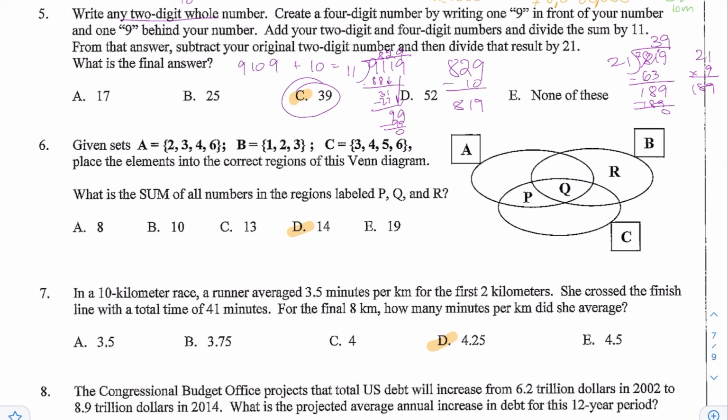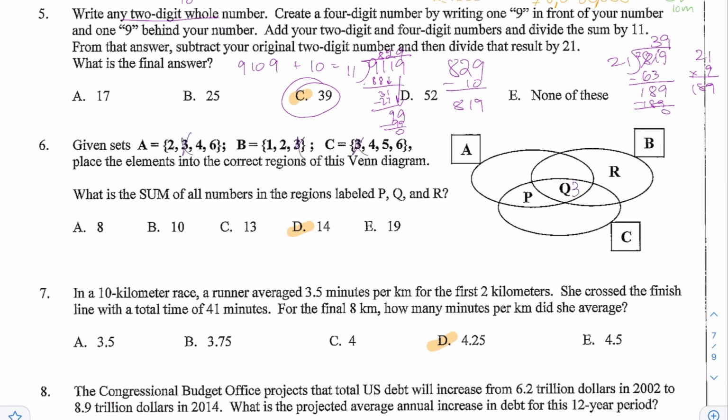So here the A circle has 2, 3, 4, and 6. B has 1, 2, and 3. And C has 3, 4, 5, and 6. So Q is the stuff that's common to all 3. And we see that for all 3 of these numbers, or all 3 of these regions, you have 3 in common. And that's the only one they have in common. So 3 has to be inside the middle here, which is in Q. You can cross that out because we placed that one.